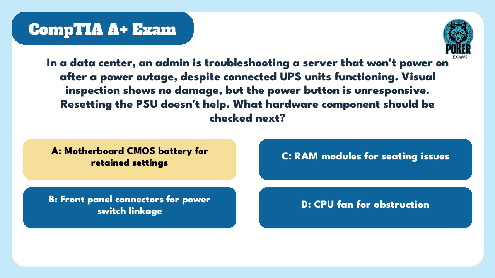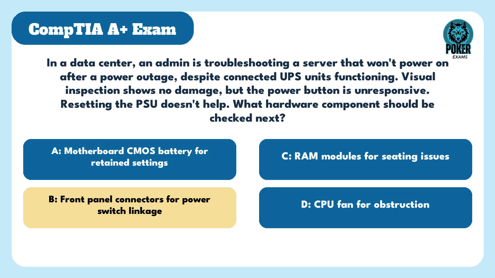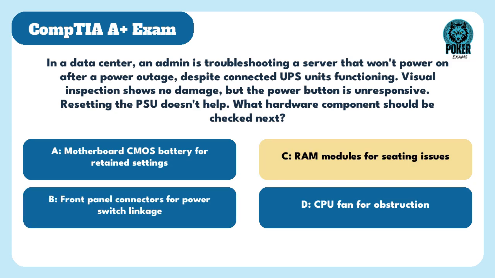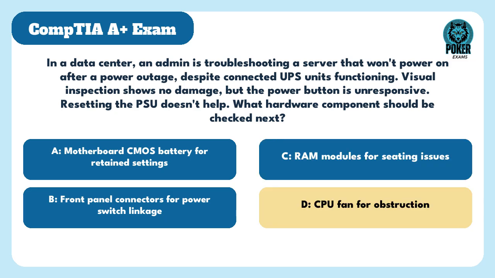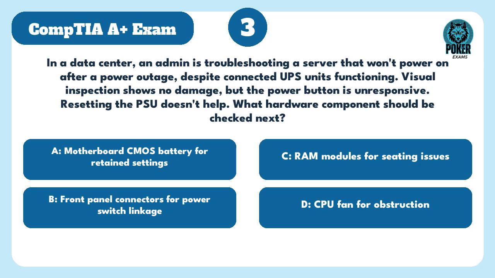Option A, motherboard CMOS battery for retained settings. Option B, front panel connectors for power switch linkage. Option C, RAM modules for seating issues. Option D, CPU fan for obstruction. The correct answer is B.